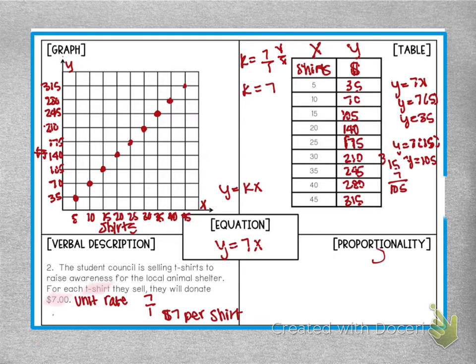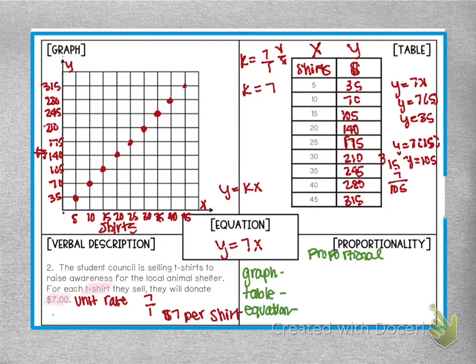Okay, and here is your graph. It is a straight line, it's linear, it goes through the origin. So to tell for proportionality, yes, it is proportional. And then let's explain how it's proportional from all three things: from the graph, table, and equation. So from the graph, we just said it.